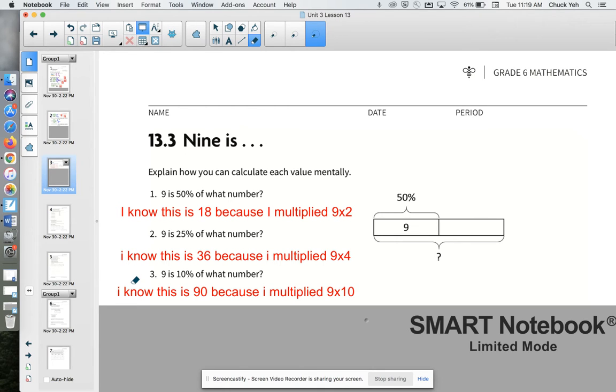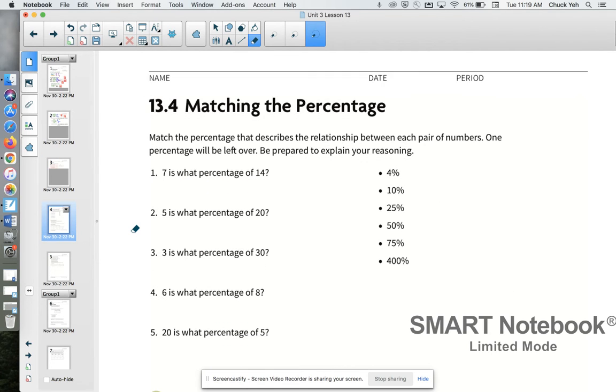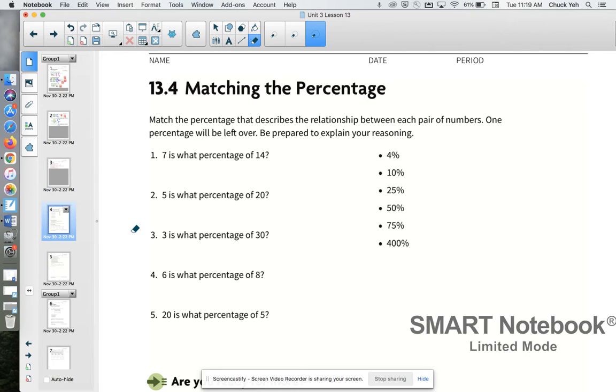We're going to continue our lesson 13 that we started last week. We ended on 13.3. We're going to go to 13.4, matching the percentage. So take out your notebook and we're going to continue with lesson 13. It says match the percentage that describes the relationship between each pair of numbers. One percentage will be left over. Be prepared to explain your reasoning.